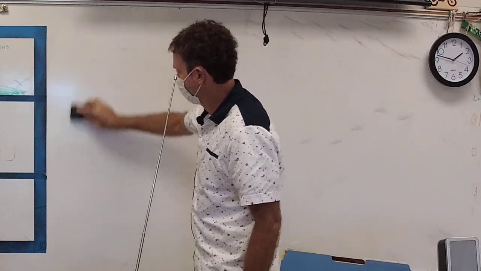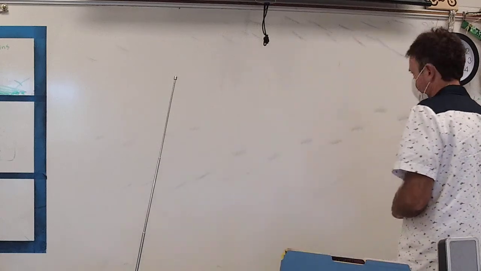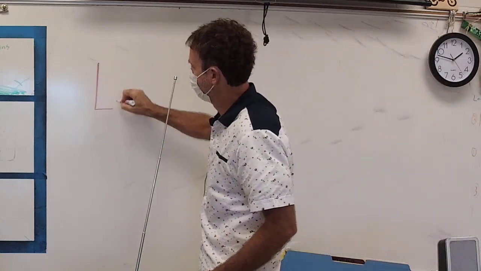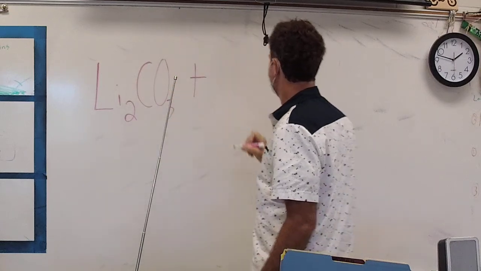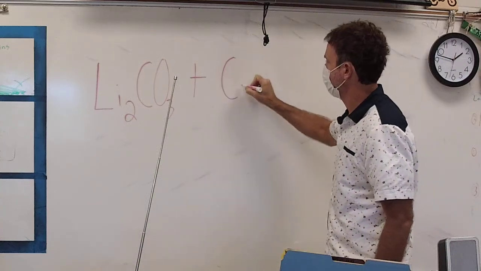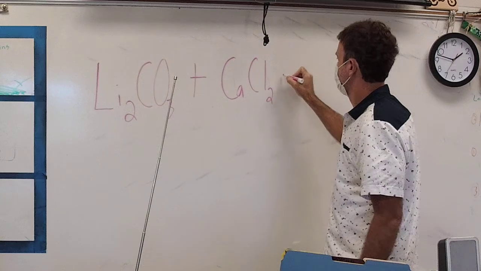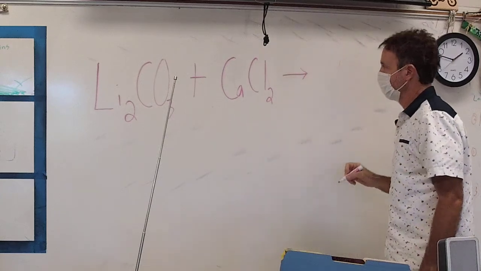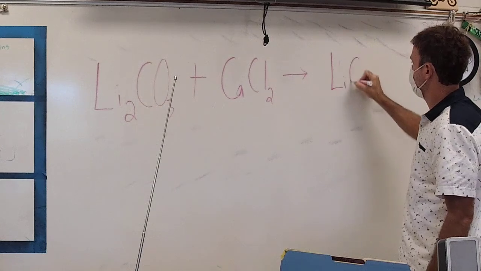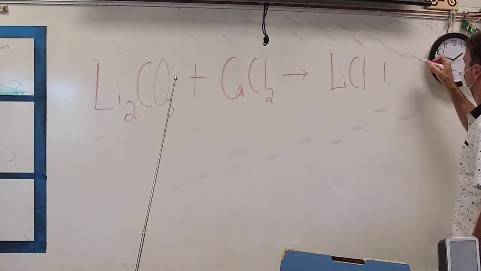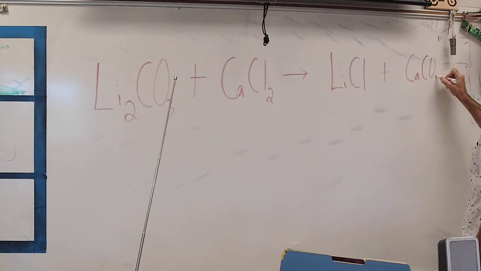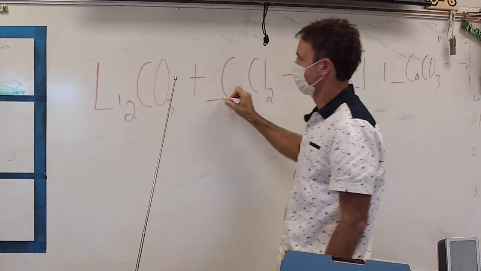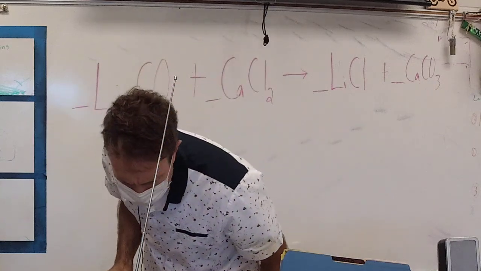This last one is going to be a different type of reaction. We're going to have some lithium carbonate, Li2CO3. And we're going to mix that with some calcium chloride. And that reaction is going to produce lithium chloride and calcium carbonate. Make sure that's on the screen there. It is. Okay.